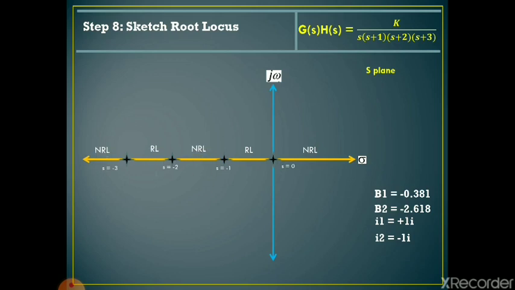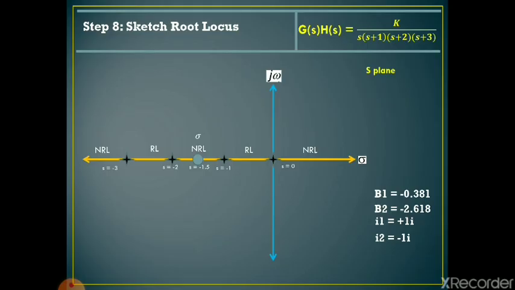And then we found out that the centroid is at -1.5, right? So here we have a centroid at -1.5. Now we know that centroid is a point on the real axis where all the asymptotes are going to meet each other. So you are going to actually draw the asymptotes by taking centroid as reference.